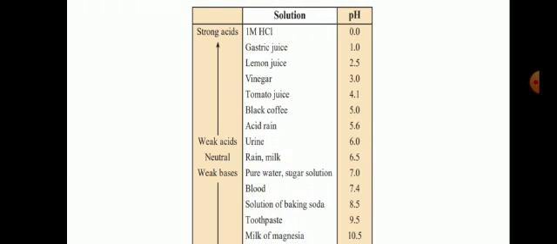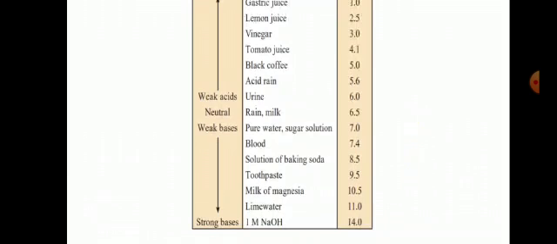Acid rain has pH 5.6. Urine has pH 6. Pure water, sugar solution has pH 7, neutral pH. Blood 7.4, solution of baking soda 8.5. Toothpaste 9.5. Milk of magnesia 10.5. Lime water 11. And 1 molar NaOH solution has 14 pH.